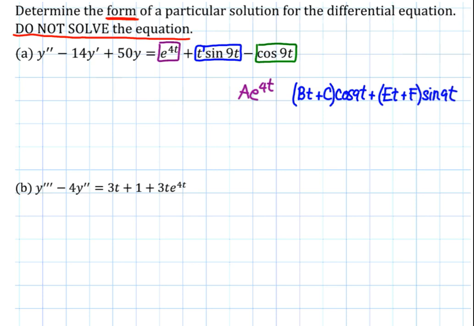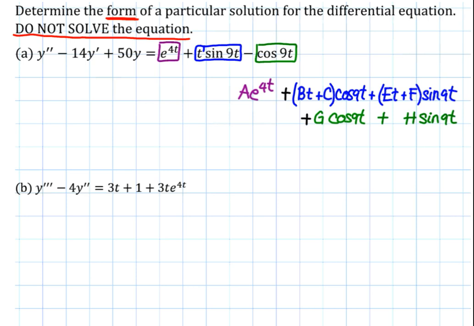Right. So for cosine of 9t, we're going to have again cosine of 9t and sine of 9t. But since there's no polynomial in front of it, we just have coefficients. Let's say g cosine 9t and h sine 9t. And we just have those two added together. And the solution, all of this, added together.